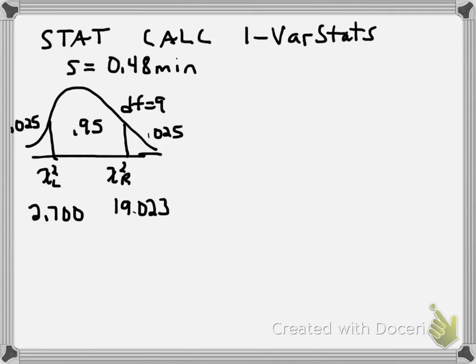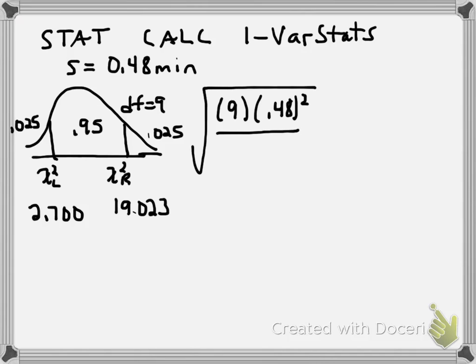Now we're ready to find the confidence interval. So we have this big square root. We need the n-1, which is really the degrees of freedom, or 9. We found the sample standard deviation to be 0.48. Don't forget the square. And we need to divide by chi-square on the right, which is 19.023. Less than the population standard deviation is less than the other square root.